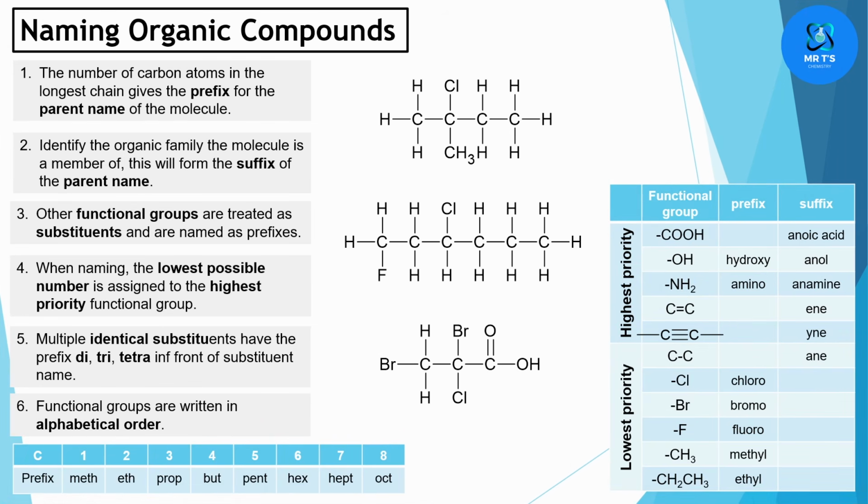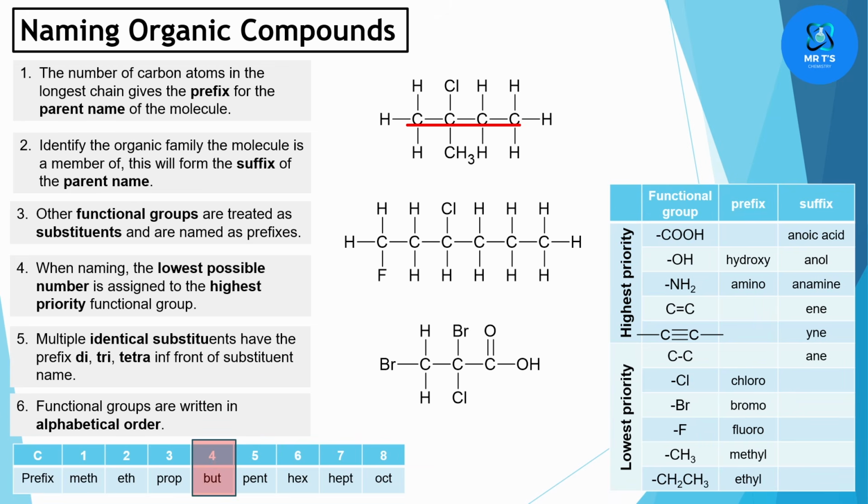Okay, so the final bit of the final rule, the sixth rule we need to remember for naming organic compounds, is that when we write the functional groups or substituents at the front of the parent name, they have to be written in alphabetical order. Okay, so what do I mean by this?